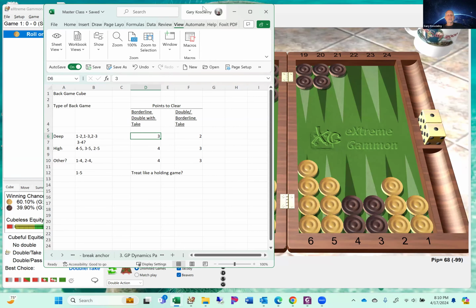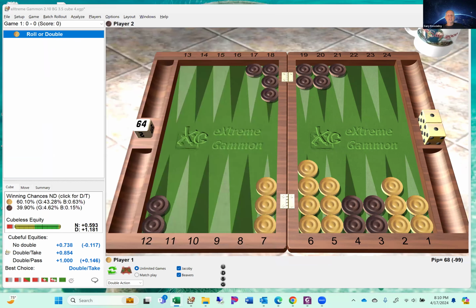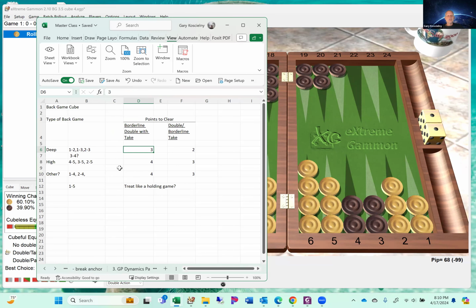So now what do I mean by that? So let me take this off and show you an example. So here we have a 3-4 back game, and we have 3 points to clear in front of the front anchor. So according to Mochi's chart, here's the 4-3 back game or 3-4 back game.